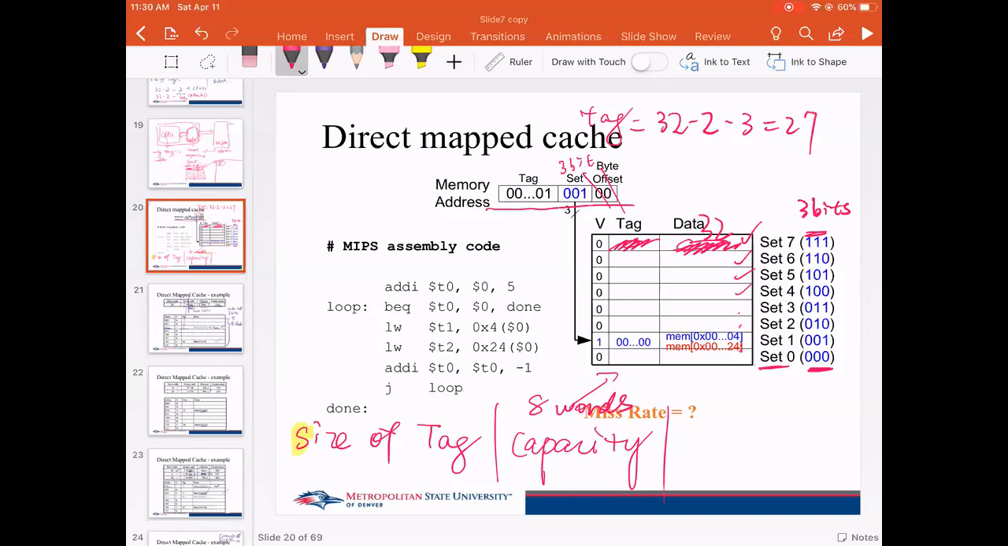So the capacity of the cache means how much data, what is the size of the data? It does not include the tag. It only means how big the overall data size is, how many words, how many bytes you could store inside of the cache memory. Also, the last thing will be the hit and the miss rate.